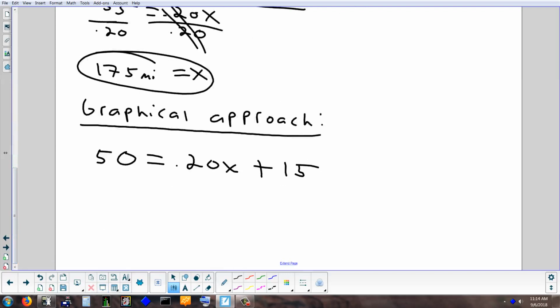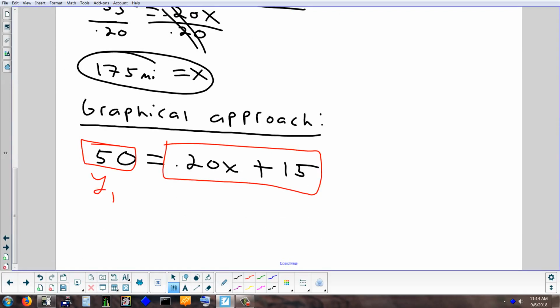And the way we're going to solve it graphically is we're going to look at the left side and the right side, and we're going to make two separate pictures. We're going to make a picture for what's on the left, and a separate picture for what's on the right. And the goal is to figure out where the two pictures are equal.